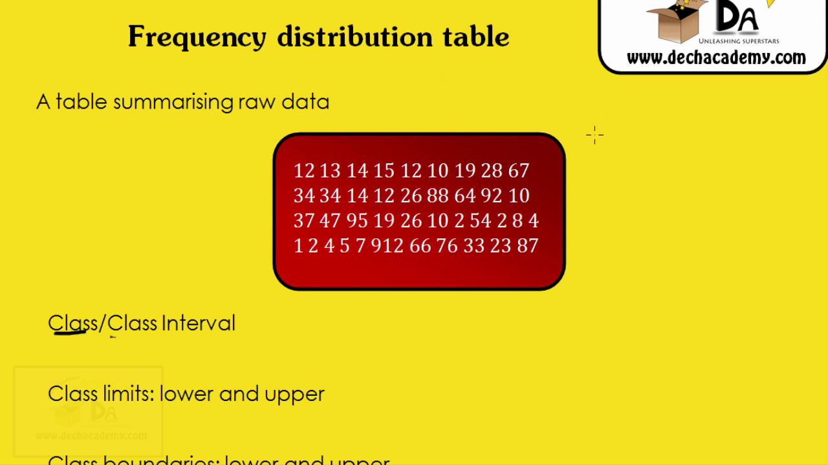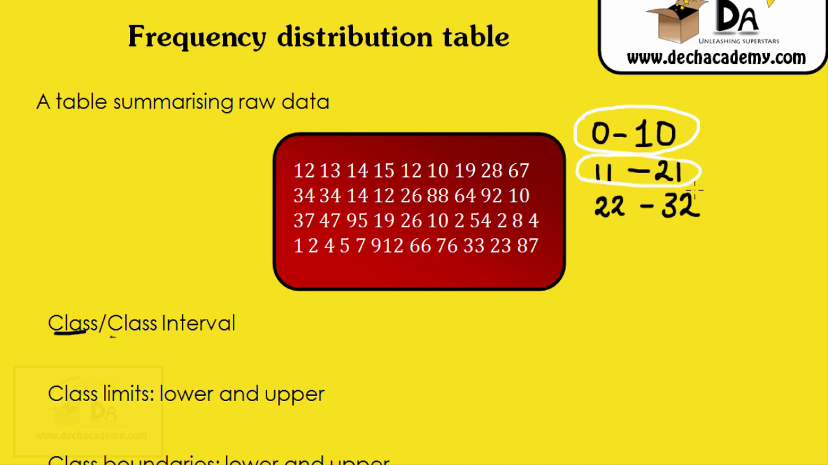So I'm going to define a class, a subset of the raw data. I'm going to define the following class: numbers from 0 to 10. So this is one class here. I'm going to define another class, numbers from 11 to 21. And I'm going to define another class, numbers from 22 to 32. So I've defined 3 classes so far. Here's the first class, numbers from 0 to 10. So you consider this whole category as a class. The next one is also a class, and so is this.